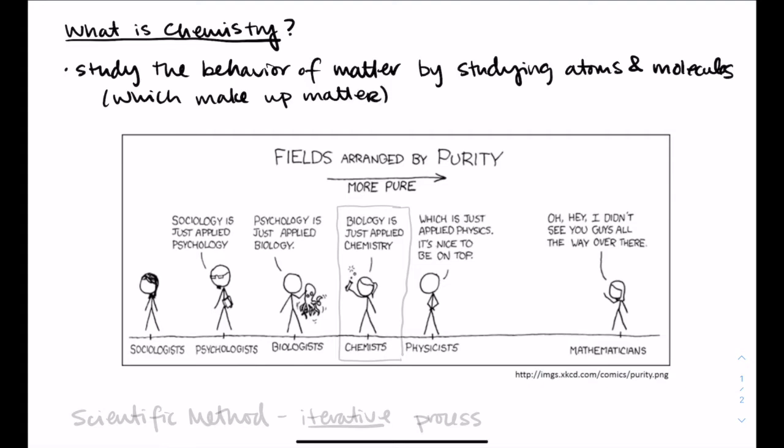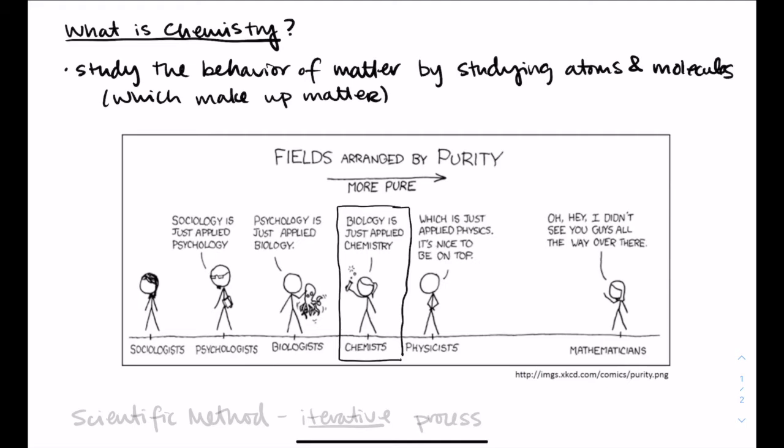Now, in putting this in perspective, this XKCD comic is one of the best ways that I have found to explain why some of our problems look the way they do and why we're learning chemistry in the first place. So, chemists were kind of here in the middle, and a lot of the problems that we look at initially look like physics problems if you've taken a physics class before. And that's because chemistry is just applied physics.